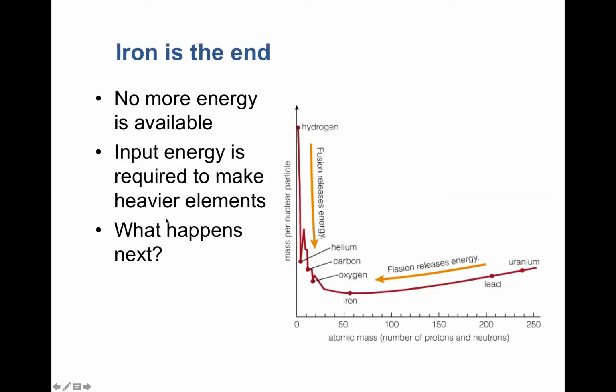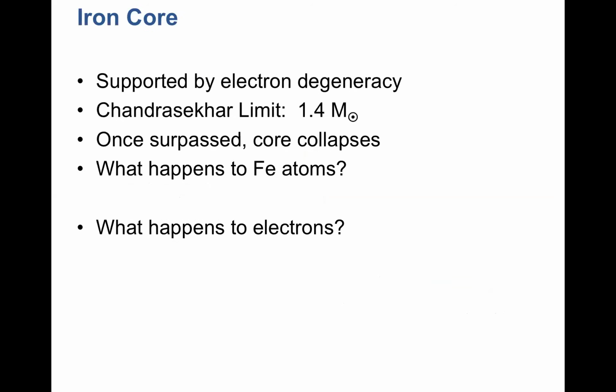So where are we? We are at the end of a very massive star's life. It has burned silicon into iron. Iron is there. What happens next? Well, this iron core is supported by electron degeneracy, the same pressure that supported a white dwarf and the same pressure that supported a star when it was undergoing helium flashes and helium shell flashes.